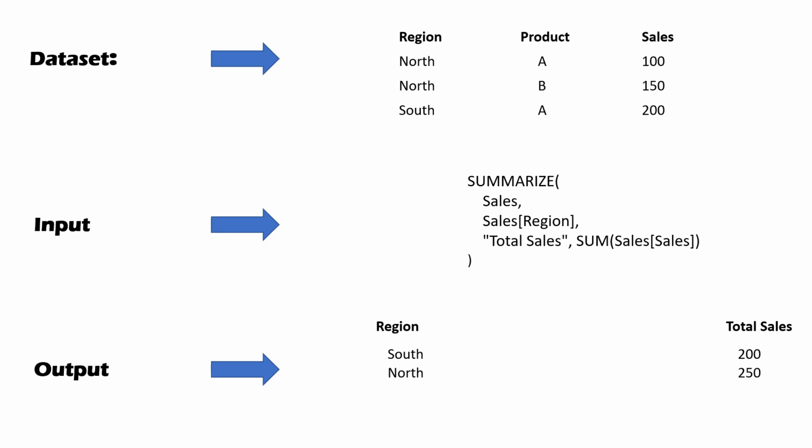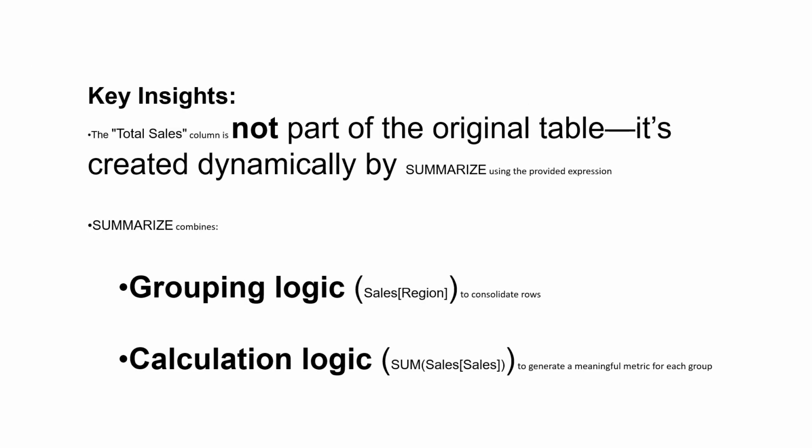So here you can see the data is grouped by the total number of sales. The region is grouped by the total number of sales, if you can see clearly in the slide. The key insight of the SUMMARIZE function is that the TotalSales column is not part of the original table. It's created dynamically by SUMMARIZE using the provided expression. That is, a new calculated column has been created. And also, SUMMARIZE combines grouping logic, which is the region, to consolidate rows, and then calculation logic, which is calculating the sum of sales to generate a meaningful metric for each group. So there are 2 activities happening here. One is the grouping logic and the other is the calculation logic.